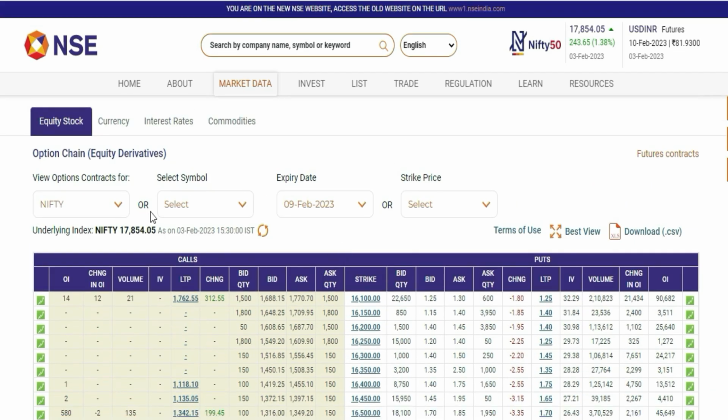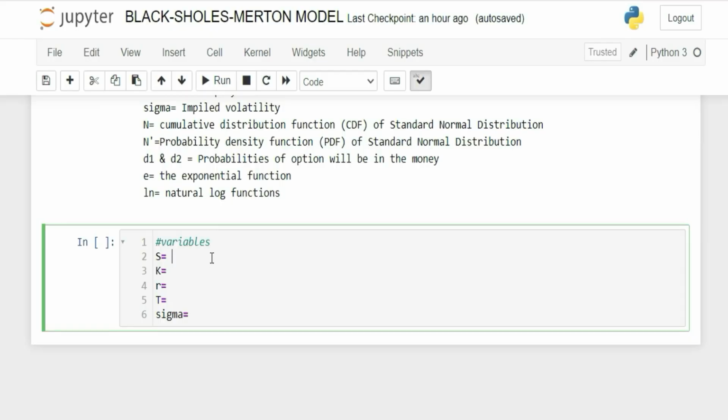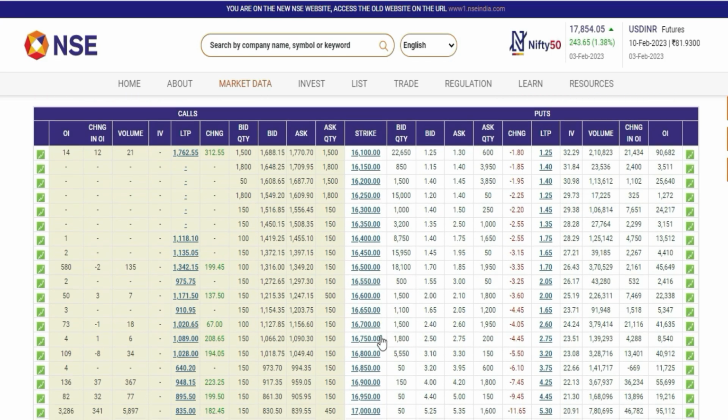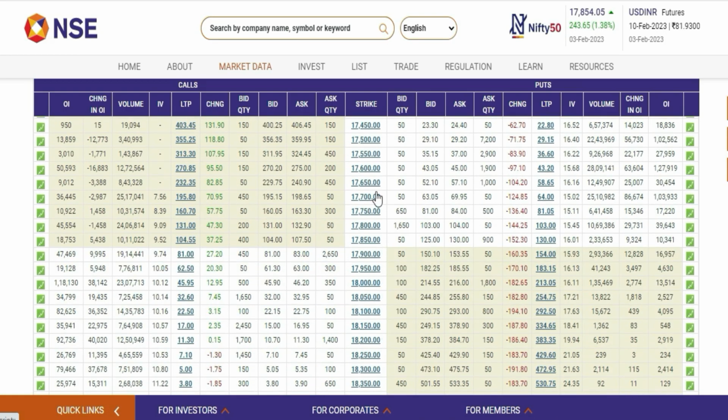You understand? So let me talk about here. This is one of the underlying assets I'm talking about. This is Nifty, it's an index. So here, if you see, this Nifty index today, this is my spot price. I can see 17,854.05. So that is my spot price. I can just say this is S. And strike price, I can take one of the strike prices here.